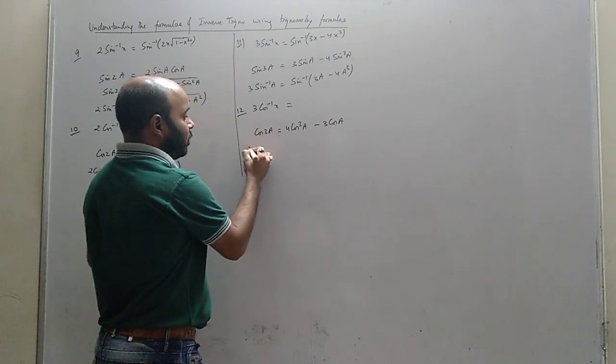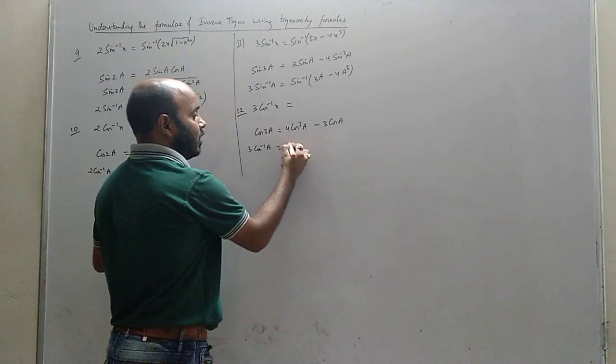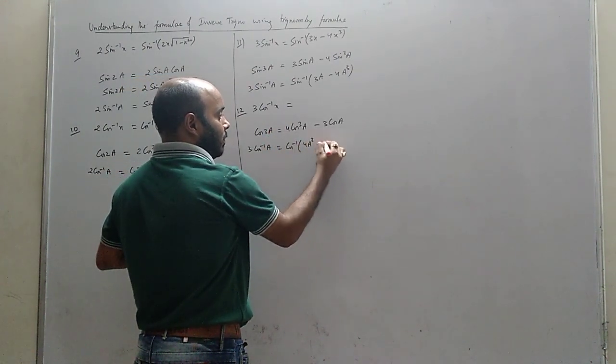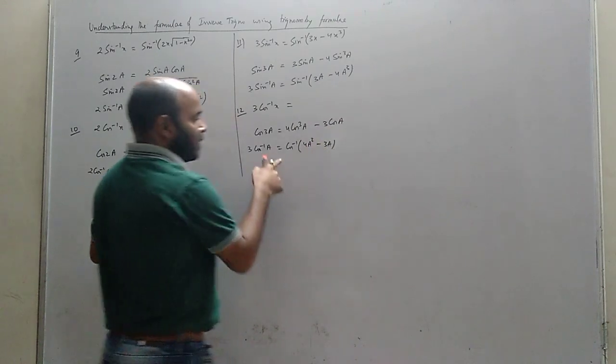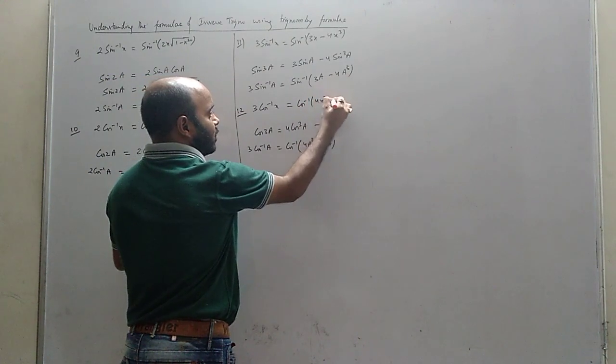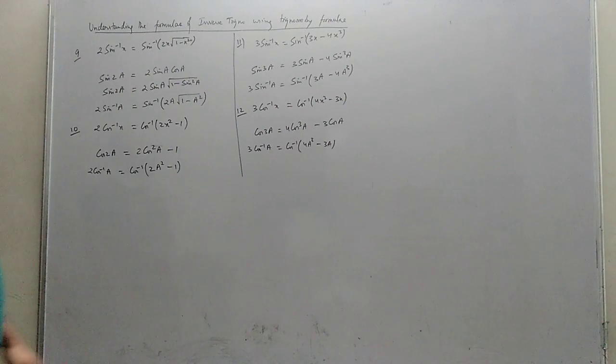Now how to convert it to inverse? 3 cos inverse a is cos inverse of 4a cube minus 3a. So write this down. So it is cos inverse of 4x cube minus 3x. Okay, understood? Now let's go to theorem number 13.